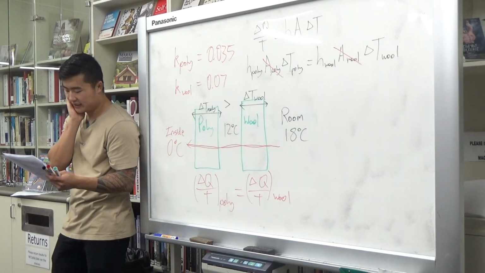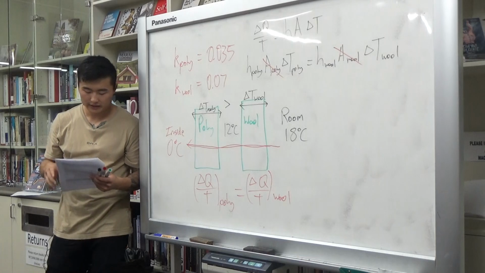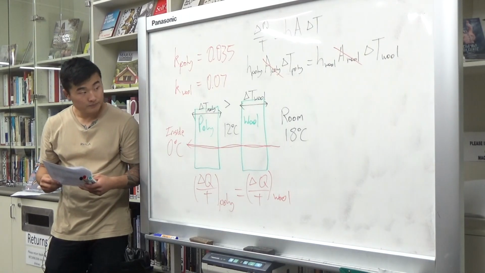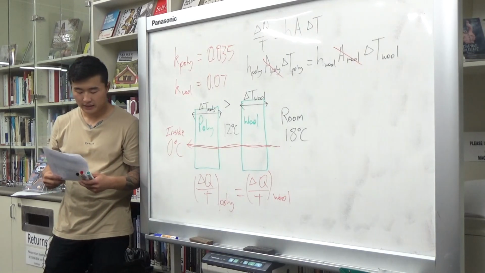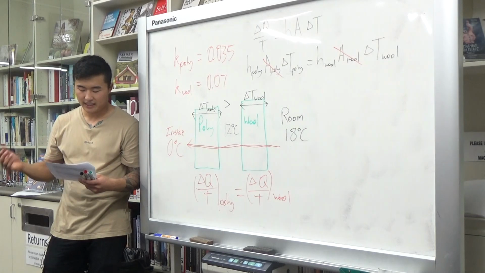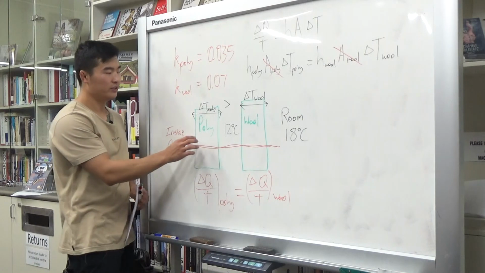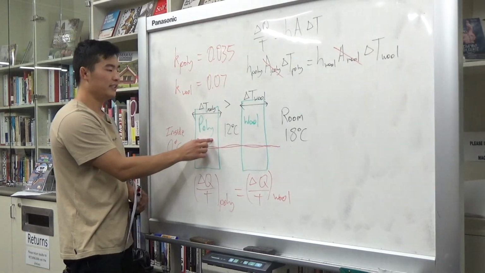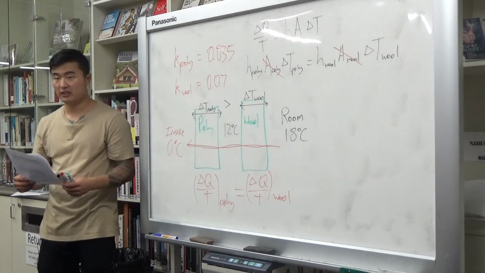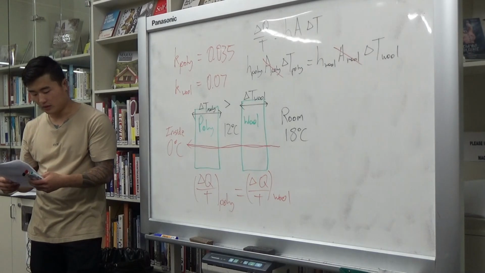D, the temperature difference across the polystyrene is less than the temperature difference across the wool-based insulator. No, this is false. The net heat transfer rate depends on whether the wool-based insulator or polystyrene is on the inside. So it doesn't matter whether the wool's on the outside or the wool's on the inside, which order they're in. It's always going to be the same across all the layers. Okay. All right.